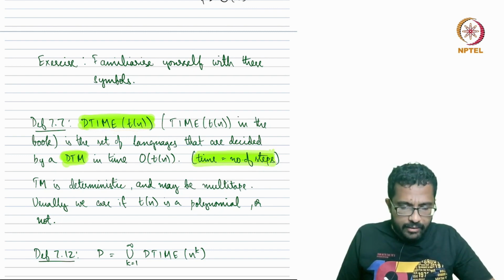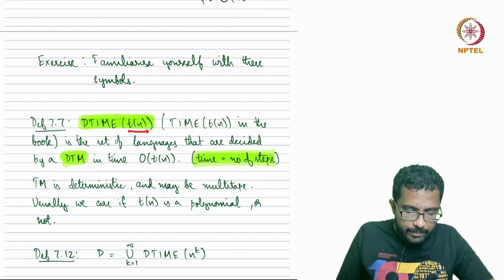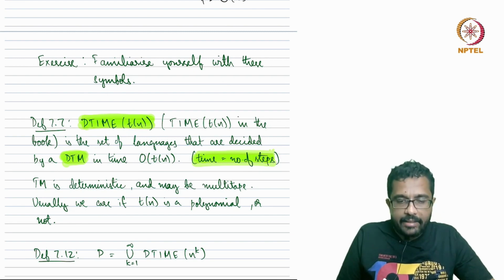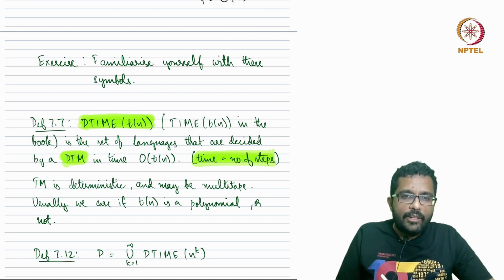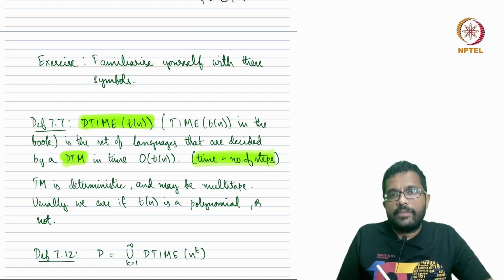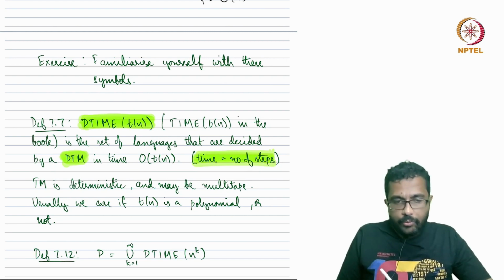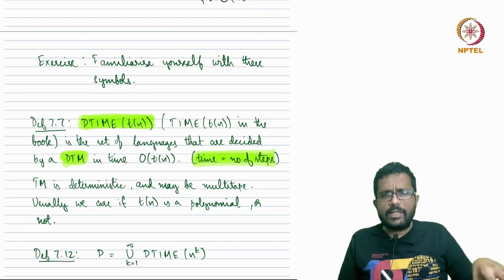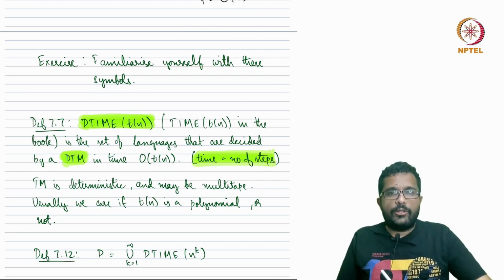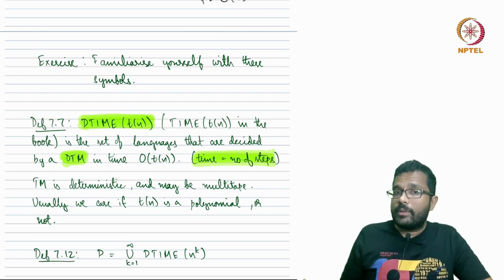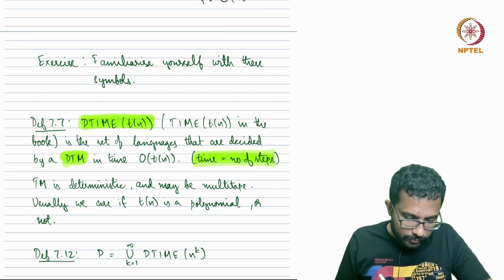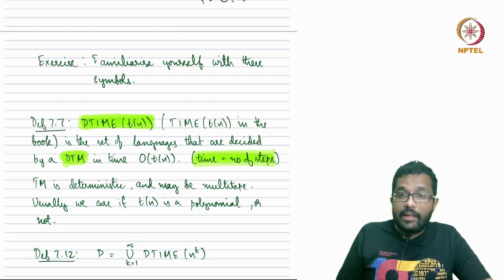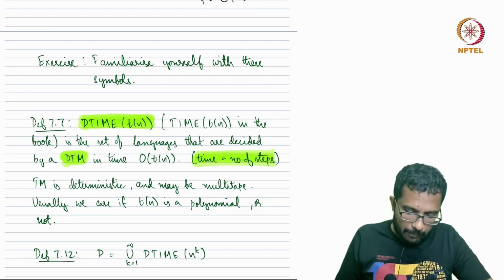And this is okay because even though sometimes we look at specific functions for T(n), let's say T(n) can be n squared or n cubed, usually what we mostly care about is whether T(n) is a polynomial or not. So we care maybe about n squared versus 2 power n. We usually care less about n squared versus n cubed. We care about polynomial versus not polynomial, right? So that's why we are going to assume that it is deterministic and it could be multi-tape.